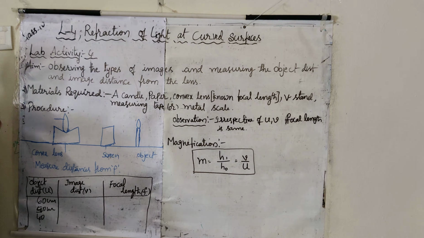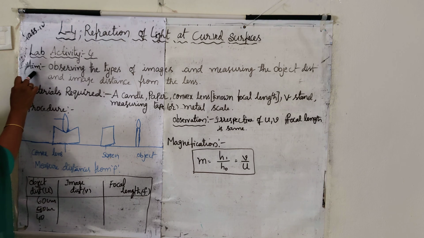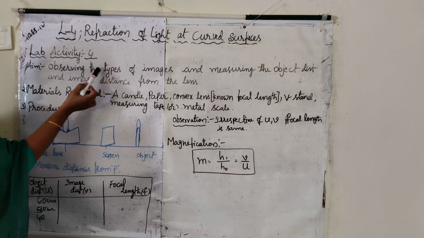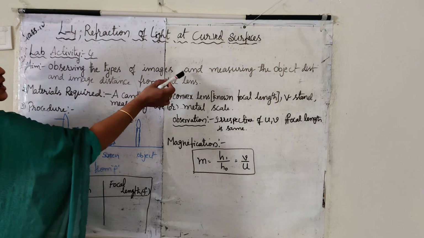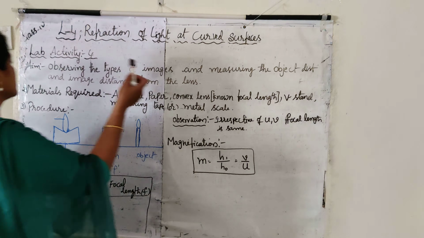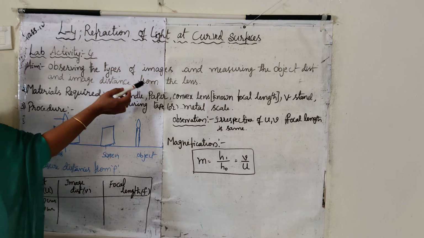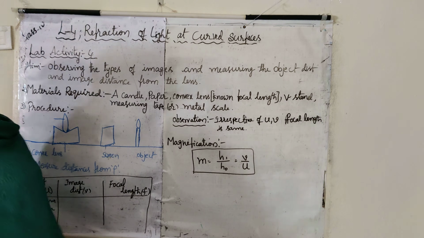So what is this lab activity? What is the aim of this lab activity? Observing the types of images and measuring the object distance and the image distance from the lens.